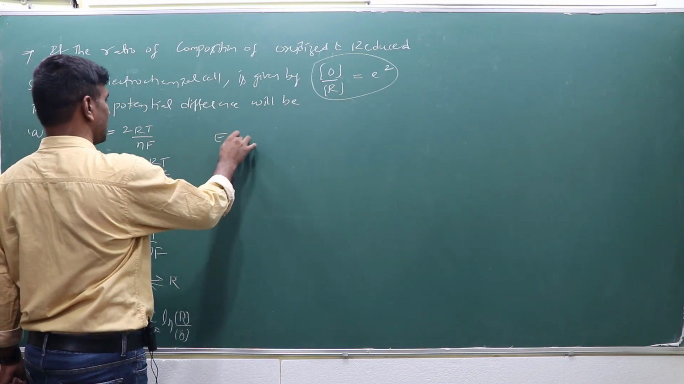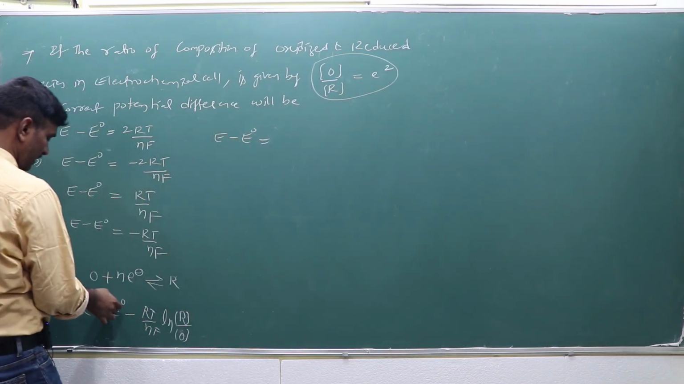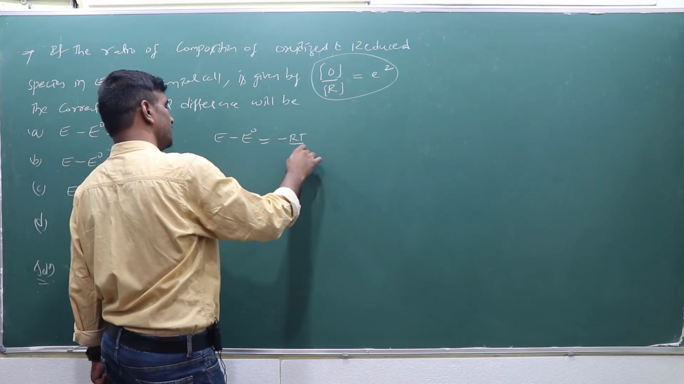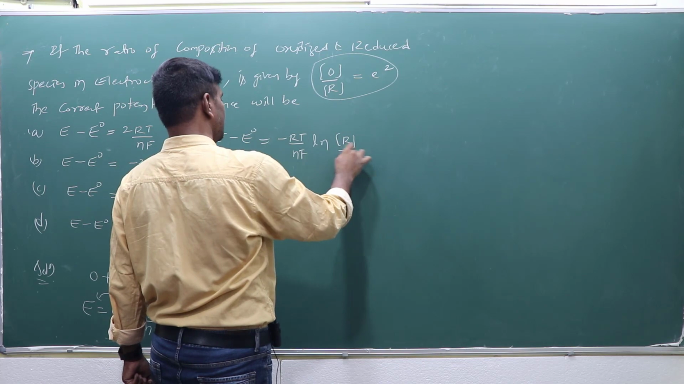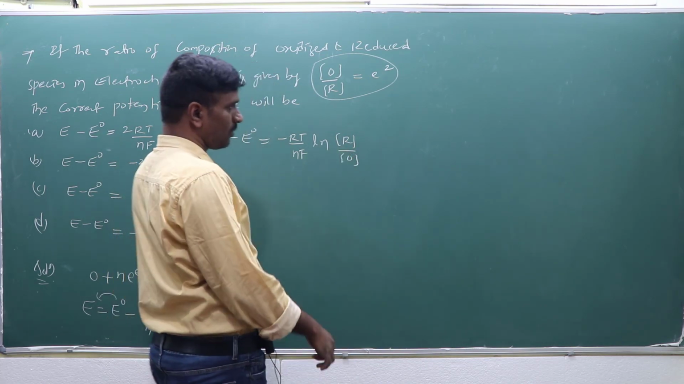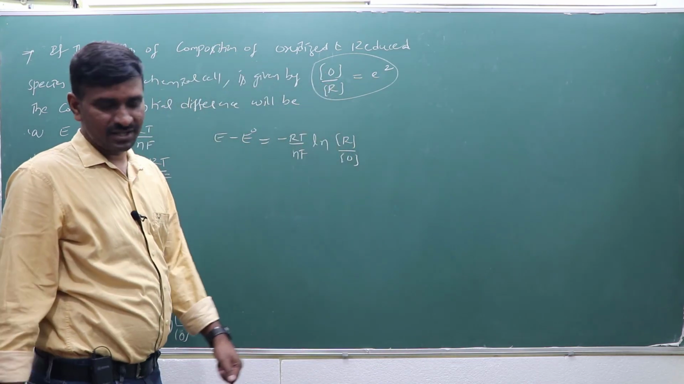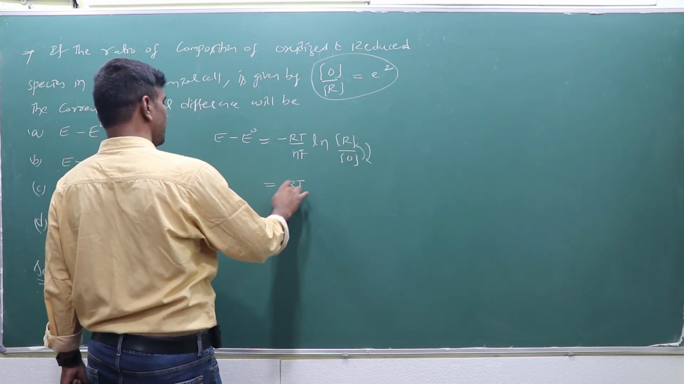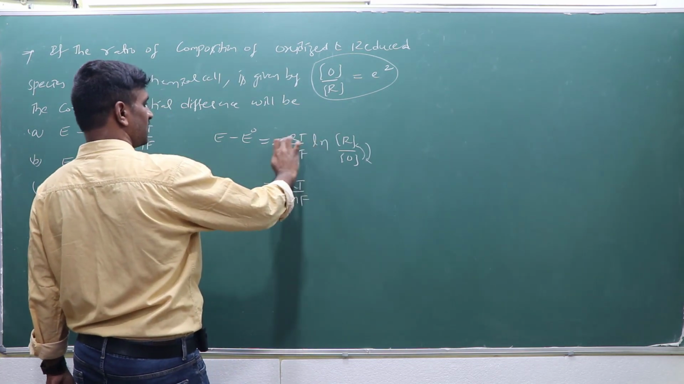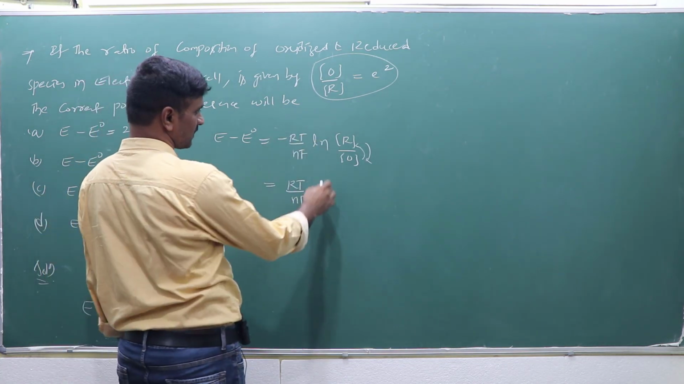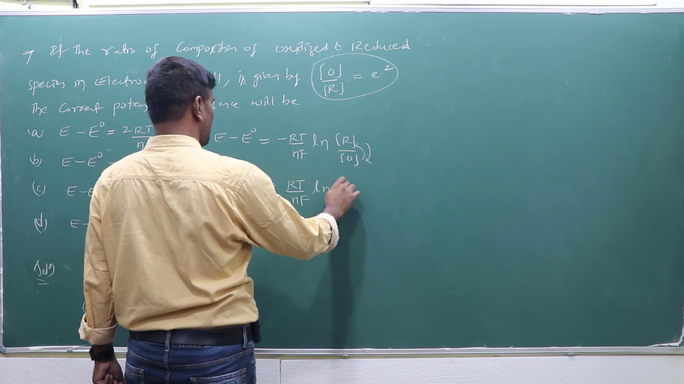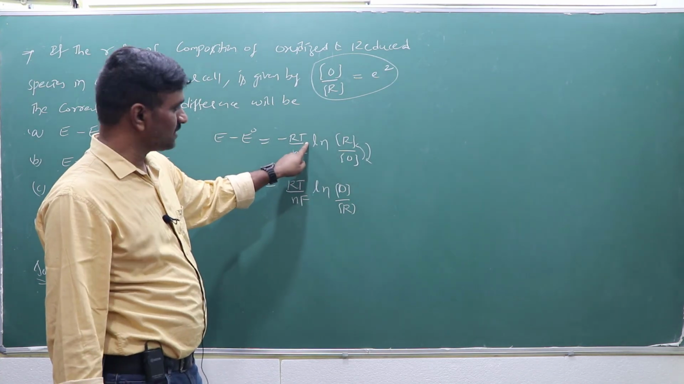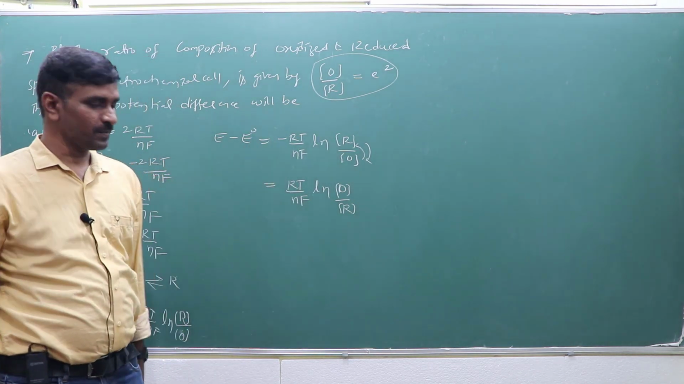For this, if it is shifted to the right side, E minus E naught is equal to what? Minus RT by nF ln reductant by the oxidant. But what is mentioned is the oxidant by the reductant value. So if the denominator and numerator are interchanged, what will happen? Again, minus is there, already minus is there, minus into minus is plus. So ln oxidant by the reductant. If it is interchanged, the minus is changed, but already minus is there, so it is going to be positive.